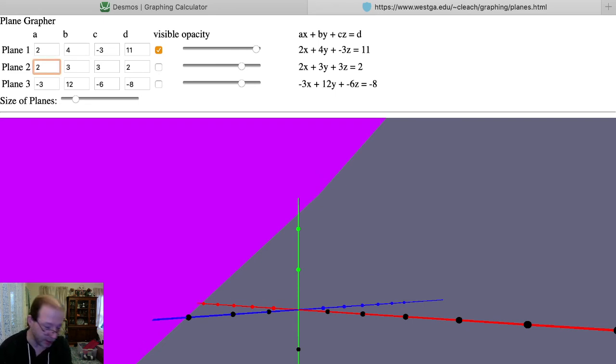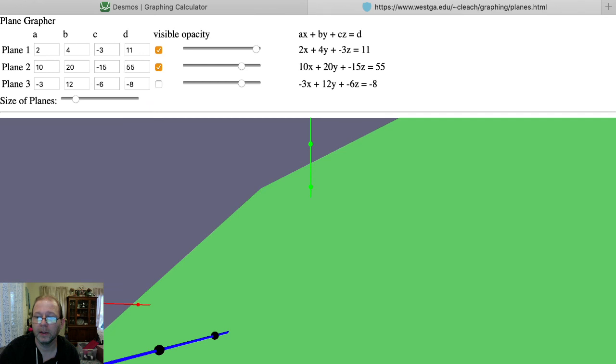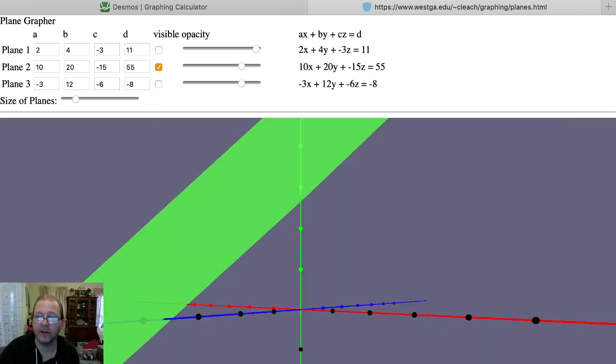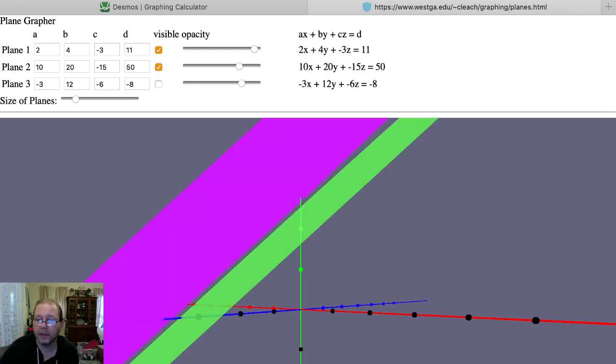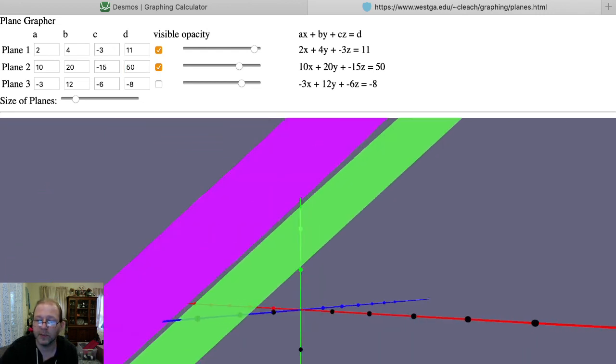And then when I put the other plane in, it was 10x plus 20y minus 15z. And we said if this was 55, the two planes were exactly the same. So these two planes are exactly the same. Vary their visibility a little bit, and you can see where they are. But remember, if this were any other number here other than 55, these two planes would be parallel to each other. So let's make it 50. When I change that to 50, sure enough, we've got two planes that are parallel.